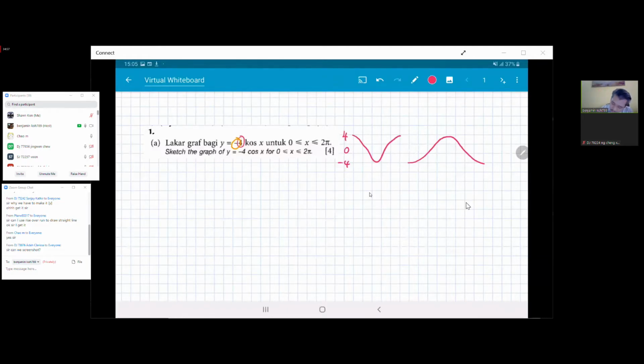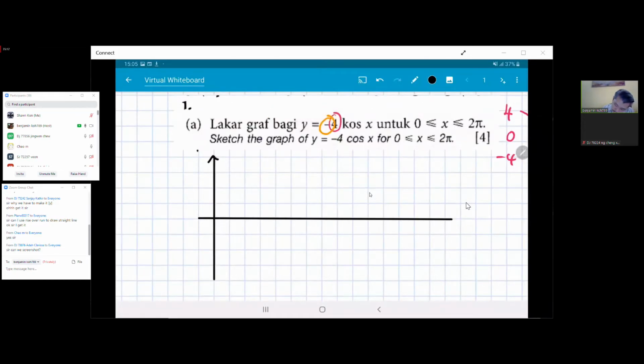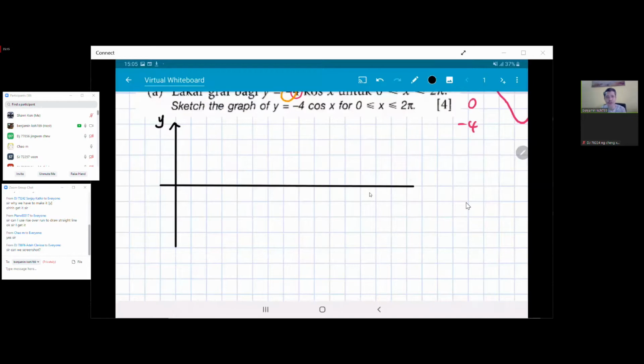Draw your paksi X dengan paksi Y. Okay, draw your X-axis and your Y-axis. So there you go. Yang ni paksi Y dan yang ni paksi X. What I'm going to do is I'm not going to write 1, 2, 3, 4. Instead I'm going to use 2, 4. So here 2, 4. Here 0. Here is -2. Here is -4. So basically, I'm going to use 2, 4, 6, 8. Okay, so it's easier to draw. Boleh faham kan? Okay, all right.